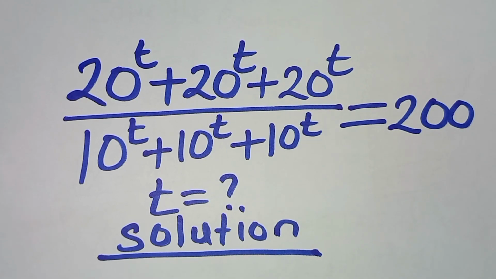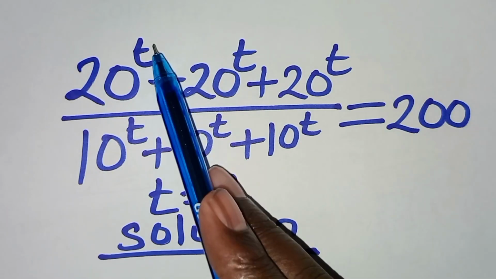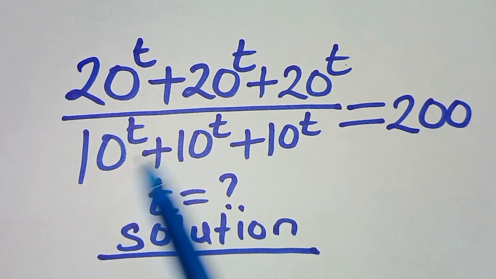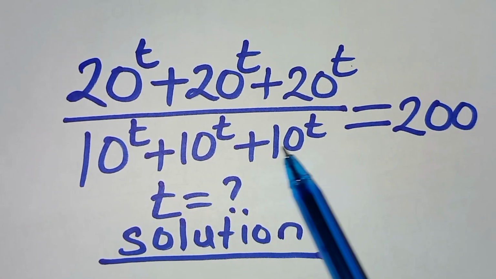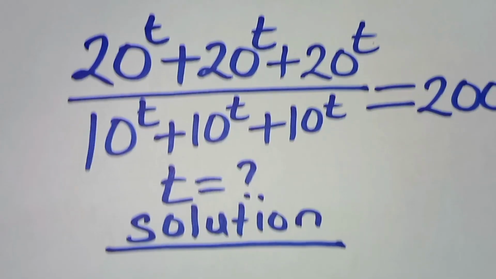Hello everyone, welcome to solve this nice exponential equation, which is 20 to the power t plus 20 to the power t plus 20 to the power t divided by 10 to the power t plus 10 to the power t plus 10 to the power t is equal to 200. So what is the value of t?